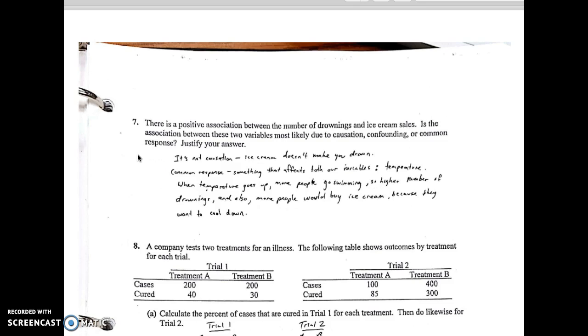So first I looked at causation, and I realized this isn't causation. It's not like eating ice cream is making you drown. That doesn't make any sense. So then I looked at the difference basically between confounding and common response.